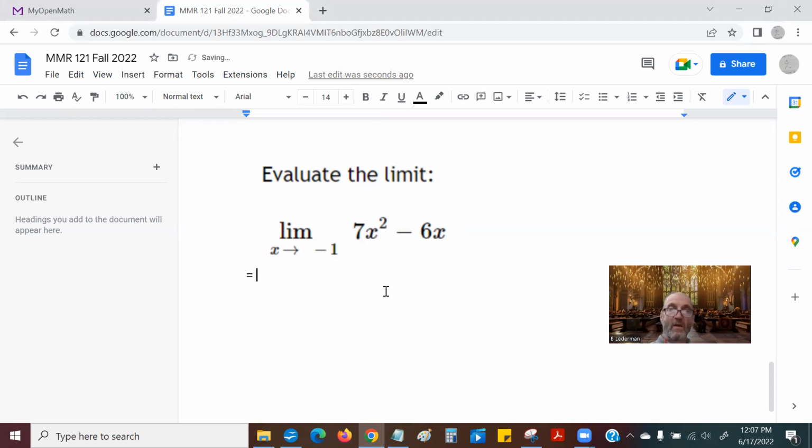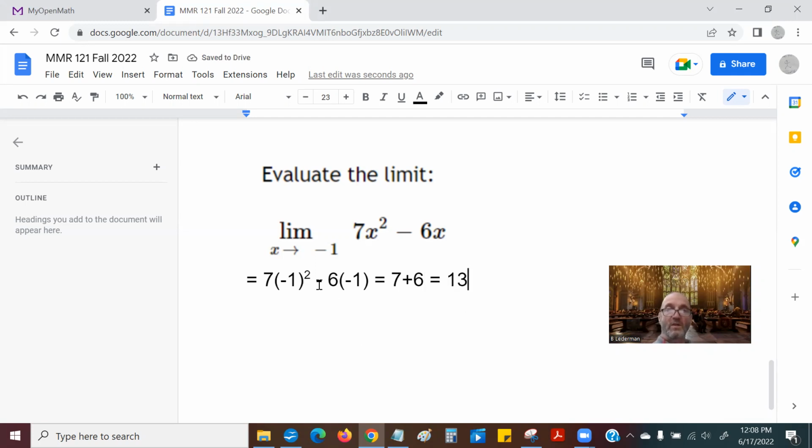So this is going to equal 7 times -1 squared minus 6 times -1. There we go. And that is equal to 7 plus 6. 7 plus 6. And that equals lucky 13.